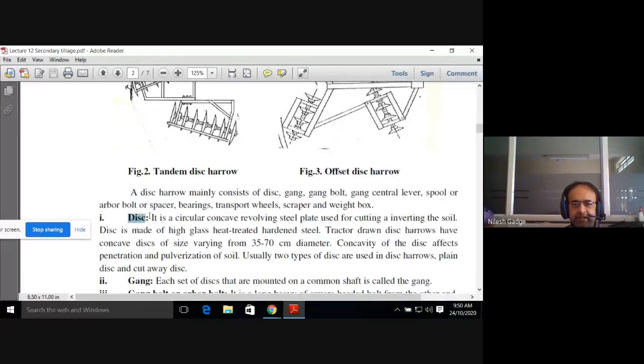Ata disc manje kay, disc is a circular concave revolving steel plate used for cutting or inverting the soil. Disc is made of high grade heat treated hardened steel. Tractor drawn disc harrows have concave discs varying from 35 to 70 cm in diameter. Concavity of the disc affects penetration and pulverization of the soil. Usually two types of discs are used in disc harrows, plain disc and the cut-out disc.